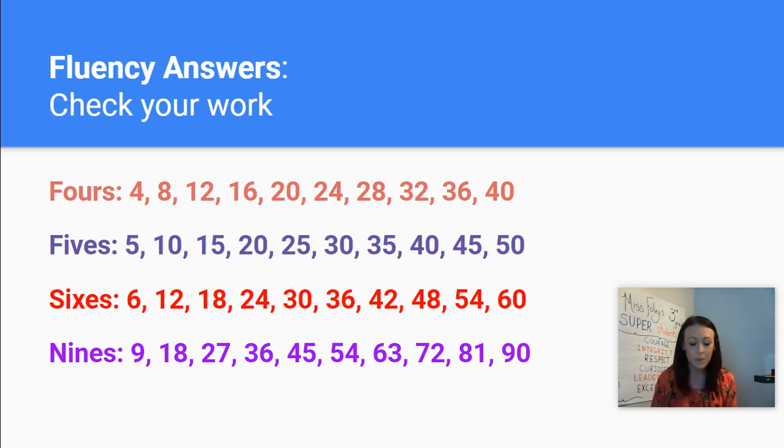Next is 6s, and I bet a lot of you were singing that 6s song in your head while you did it. 6, 12, 18, 24, 30, 36, 42, 48, 54, and 60. And then 9s. We have 9, 18, 27, 36, 45, 54, 63, 72, 81, and 90. So check that you have all those skip counts correct. You can always practice them again if you need to refresh your memory on any of them.